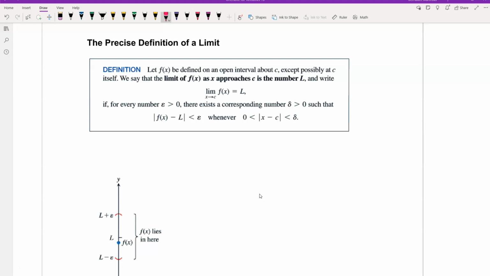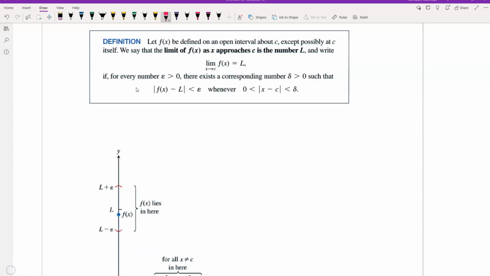if for every number epsilon greater than 0 there exists a corresponding number delta greater than 0 such that absolute value of f of x minus L is less than epsilon whenever absolute value of x minus c is between 0 and delta. So what this part means, for every number epsilon there exists delta, is that delta depends on epsilon.